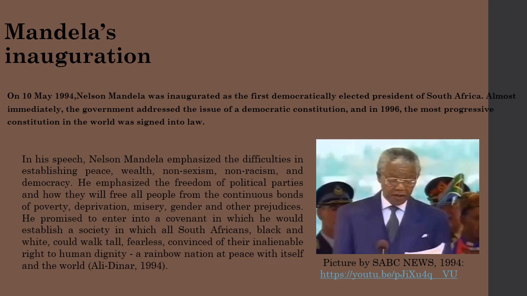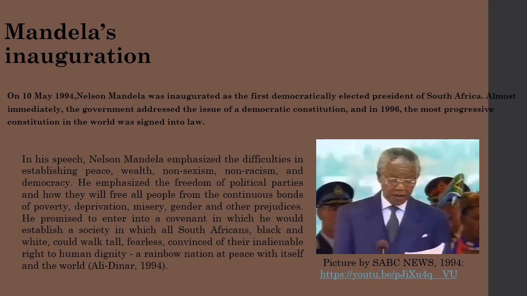In his speech, Nelson Mandela emphasized the difficulties in establishing peace, wealth, non-sexism, non-racism, and democracy. He emphasized the freedom of political parties and how we free these people from the continuous bonds of poverty, deprivation, misery, gender, and other prejudices.